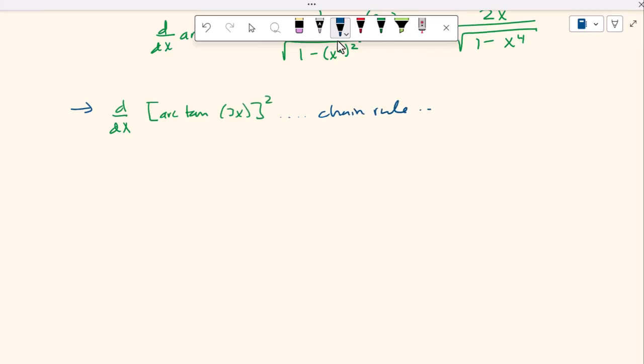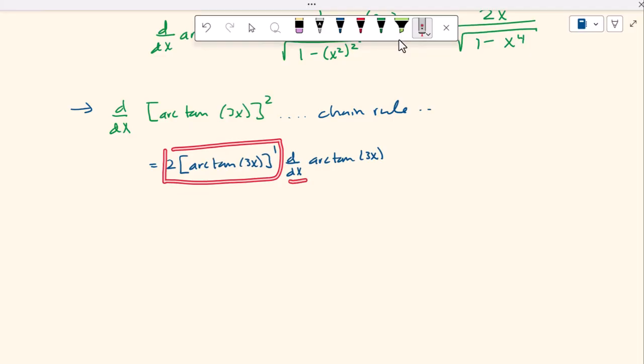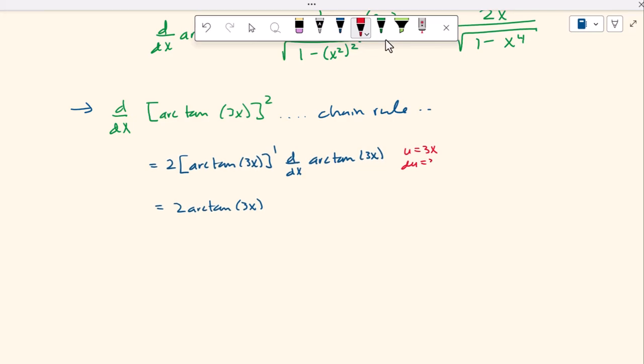So to run this chain rule, what I would do is bring the 2 down and then decrease the exponent by 1, leaving that bracket in there, and then I multiply it by the derivative within, which is the arctan of 3x. So this is the outside part of the chain, and this is the inside part of the chain. So the derivative of the outside times the derivative of the inside. So let's go ahead and focus on this derivative. So for this derivative, u is equal to 3x, du is equal to 3.